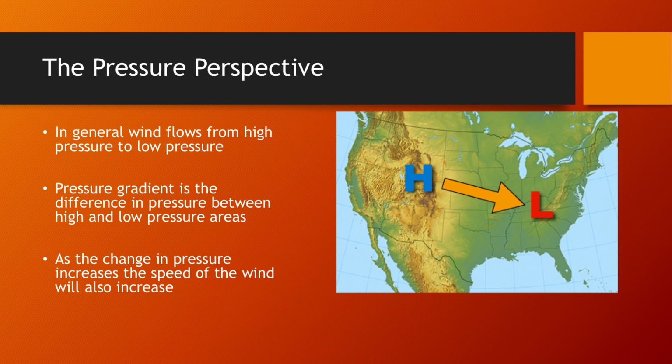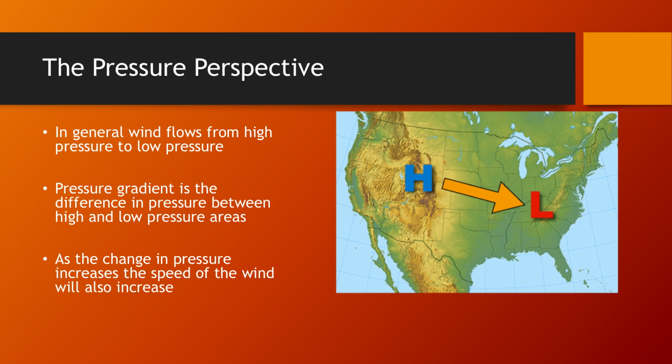Now there's a lot of things that cause the wind, and the main one is the pressure perspective. So we've talked about high and low pressure already, and in general, wind will flow from areas of higher pressure to areas of lower pressure. So from the big H to the big L, kind of. And the difference in pressure there is called the pressure gradient. So that's how much of a pressure difference is between these two pressure levels.